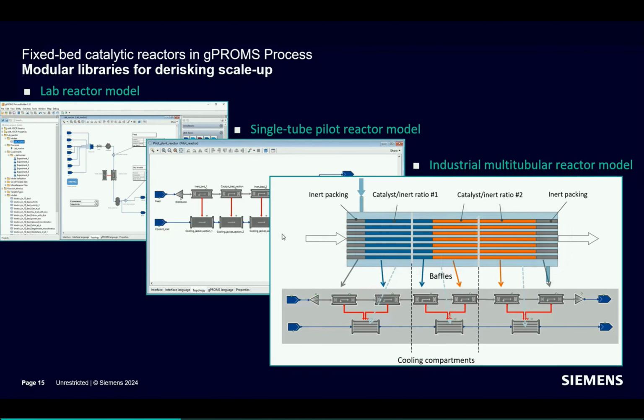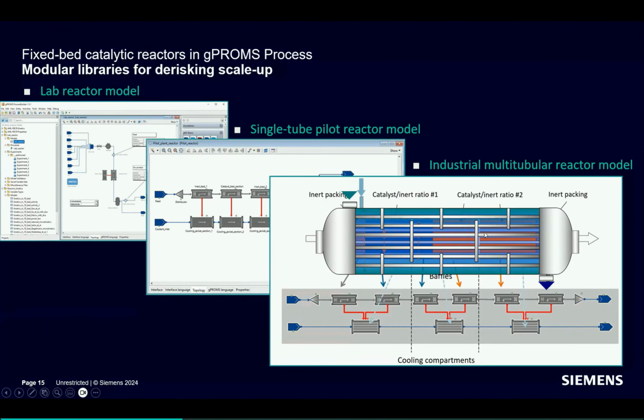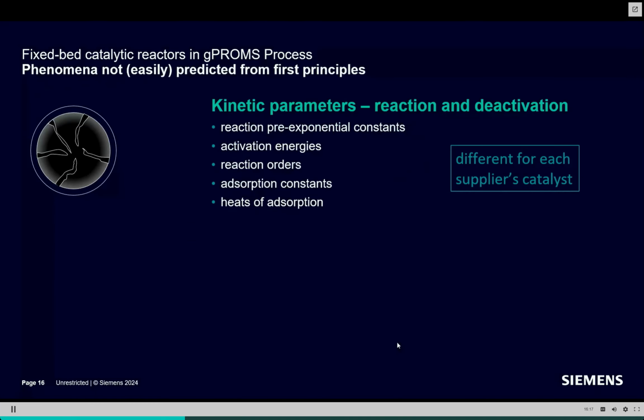And to configure the industrial multi-tube reactor model, there's a number of decisions on the tube side, like catalyst layering, tube dimensions, number of tubes, and on the shell side, like a number of baffles and type of baffles that you want to use. All this is incorporated in the models.